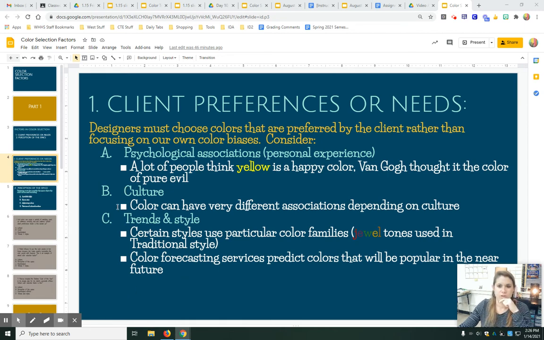And then the third client preference factor would be trends and styles. So certain styles use particular color families. For example, what we call jewel tones are used in the traditional style. And you guys learned what traditional style was the other day. That's just your average basic style. We see a lot around here. I'm sure a lot of your parents use it. It's just a generic people in their 40s and 50s kind of style.